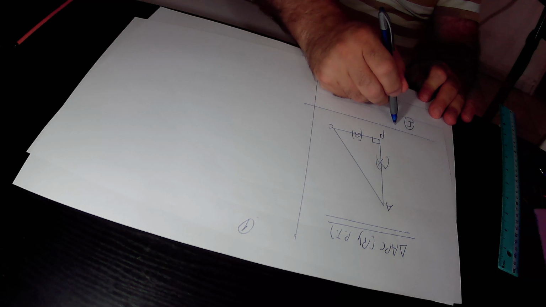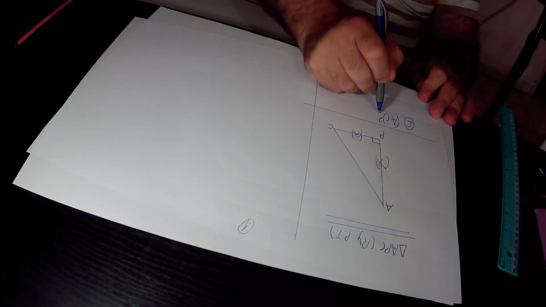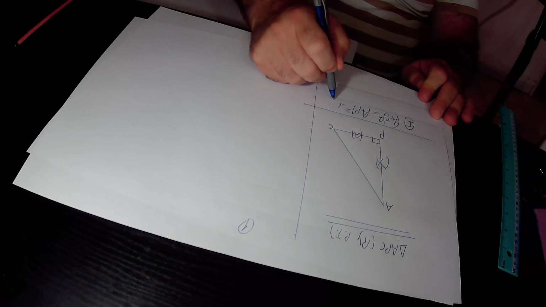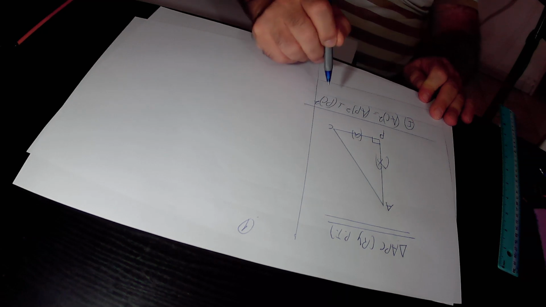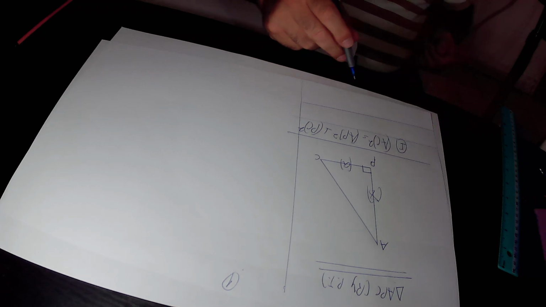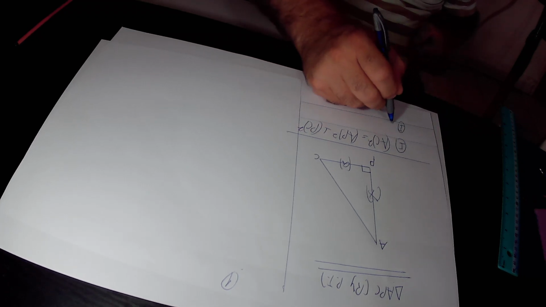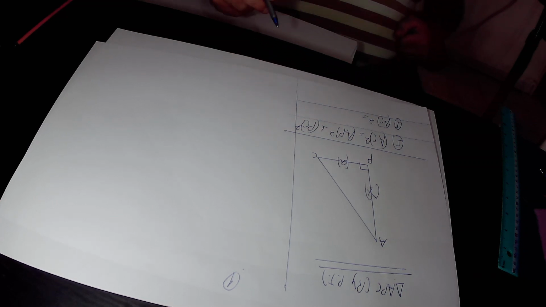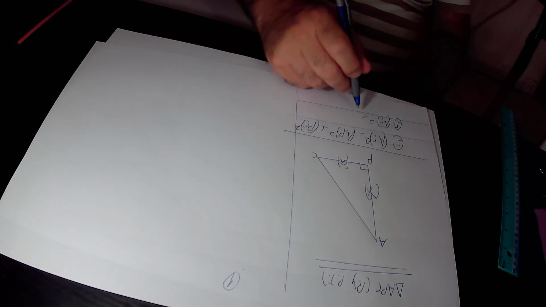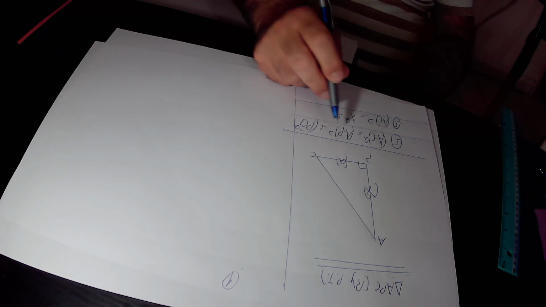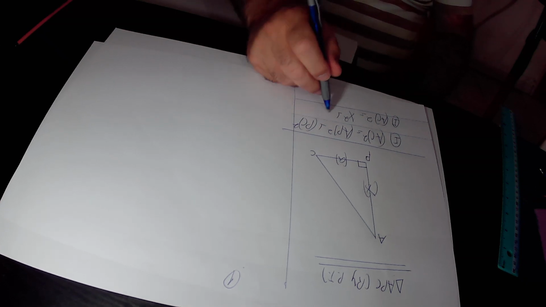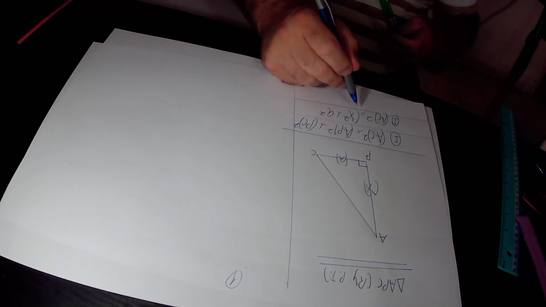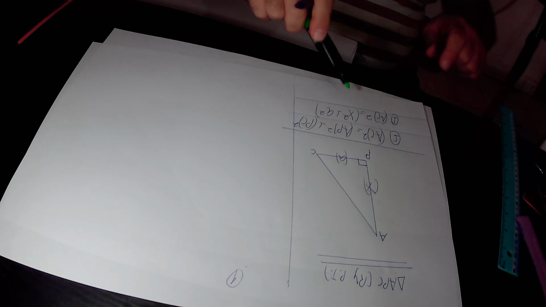So AC square, that is the square of the hypotenuse, equals AP square plus PC square. AC is the missing side, so we leave it as it is. So AC square equals AP square. AP is x, therefore AP square is x square, plus PC square. PC is a, therefore PC square is a square. So in total, according to equation 1, we find that AC square equals x square plus a square.